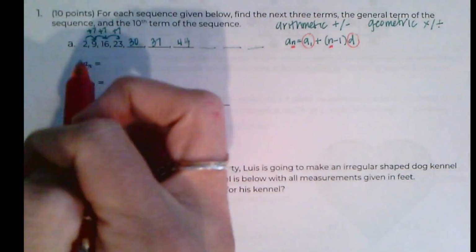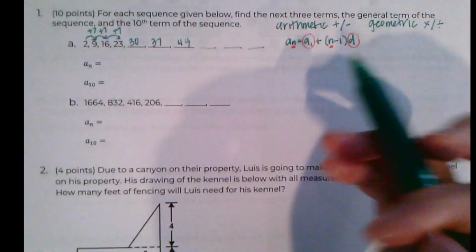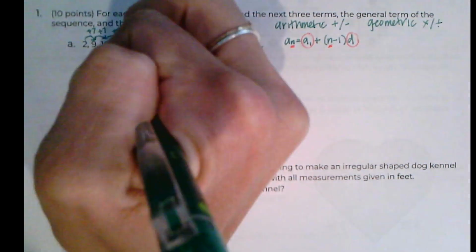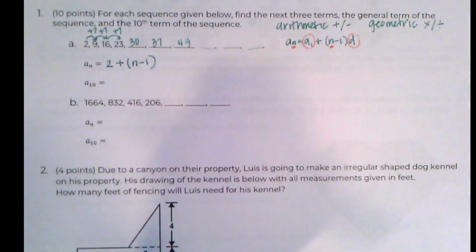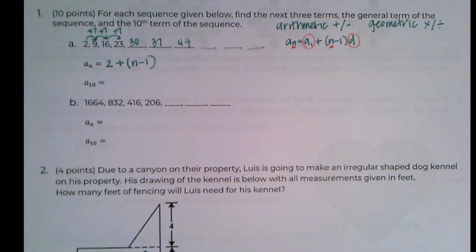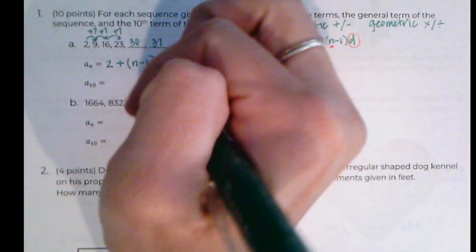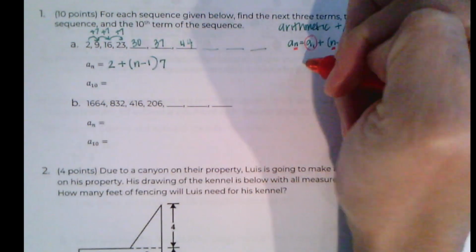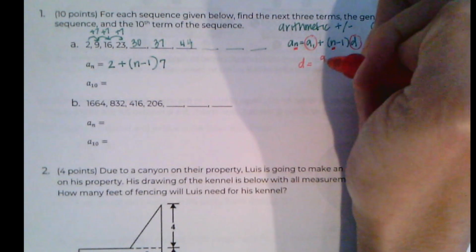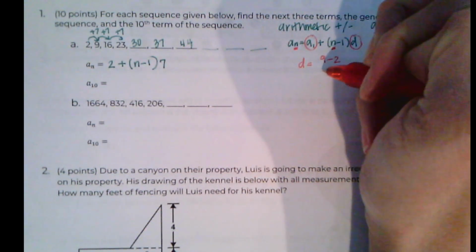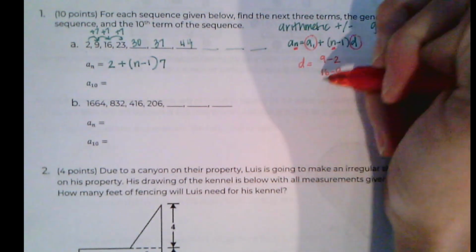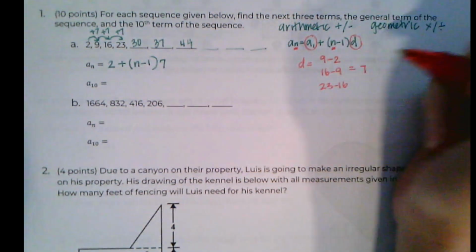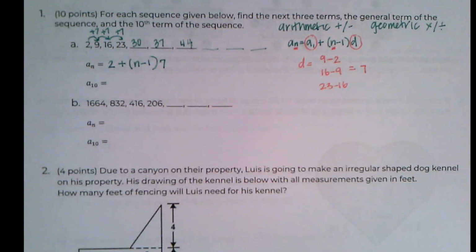So we already have the A in here. The only thing we need to do is replace our A1 with our first term. We're going to leave the n minus 1 there because that's what people are going to plug into my formula. And I'm going to replace D with our common difference, 7. Now remember, you can find your common difference by taking any term and subtracting the term before it. So 16 minus 9, 9 minus 2, 23 minus 16. All of these should give us our common difference of 7.